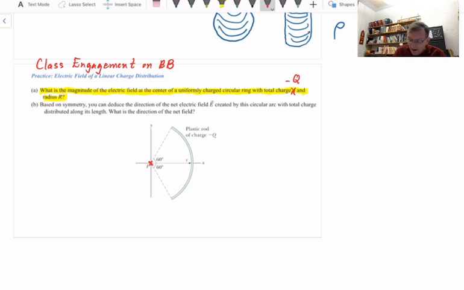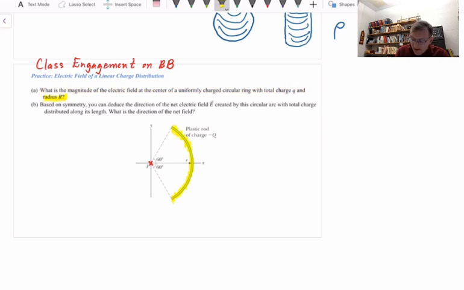But it's got a total charge negative Q that is smeared out uniformly along this rod, which you can see is symmetric about the x-axis with 60 degrees above and 60 degrees below. And we want to know the magnitude of the total electric field E at that central point. Oh, shoot, I beg your pardon. I said that wrong, so I apologize for that.